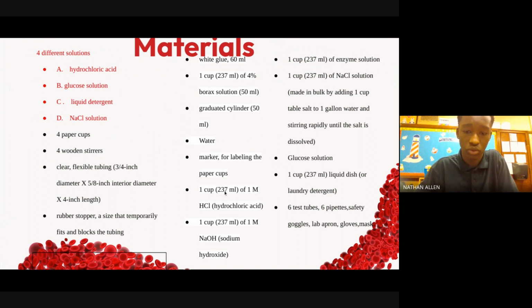I used 1 cup of 237 milliliters of hydrochloric acid. I used 1 cup of 237 milliliters of NaOH solution, or sodium hydroxide. I used 1 cup of 237 milliliters of enzyme solution. I used 1 cup of 237 milliliters of NaCl solution made in bulk by adding 1 cup of table salt to a gallon of water and stirring rapidly until the salt is dissolved. I used glucose solution. I used 1 cup of 237 milliliters of liquid detergent. I also used 6 tubes, 6 pipettes, safety goggles, lab apron, gloves, and a mask.